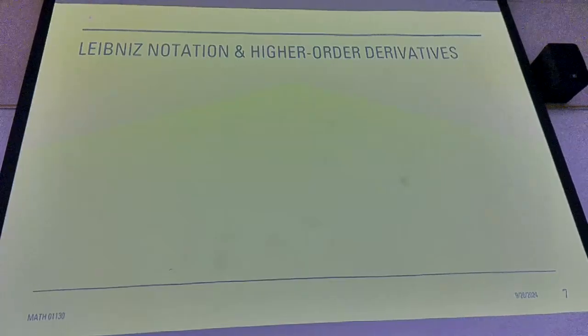But we give Leibniz an honorable mention. So Leibniz notation, dy dx, would be y prime. That's known as Leibniz notation. It's used interchangeably, depending on the situation.